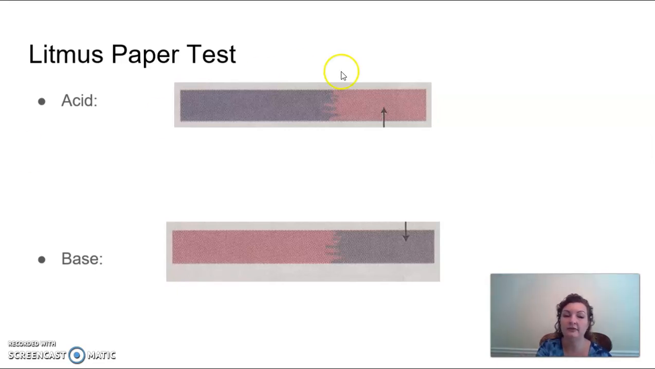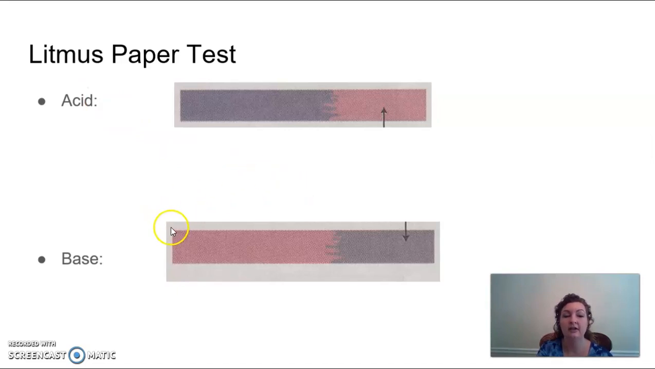Now, if you start off with a blue strip, it looks like this, just solid blue, okay? When you dip it in a substance, if it turns red at the end, and I know this looks pink, and it will always look pink, but they call it red, okay? So if it turns red at the end, it's telling you, hey, it's an acid. This unknown substance is an acid, okay?